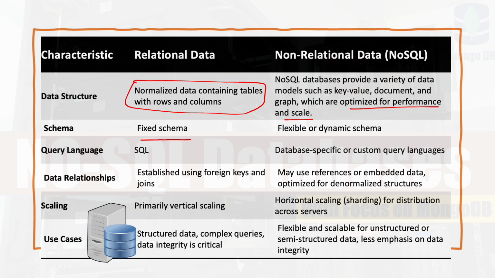For querying in case of relational database, we use SQL query language. Here it is a database specific or custom query language. There are relationships between data elements in case of relational database, which are established using foreign keys and joins. And this is a denormalized structure, so there is not much relation between tables, and that is not typically used also because they are meant for performance. They are denormalized data storage.